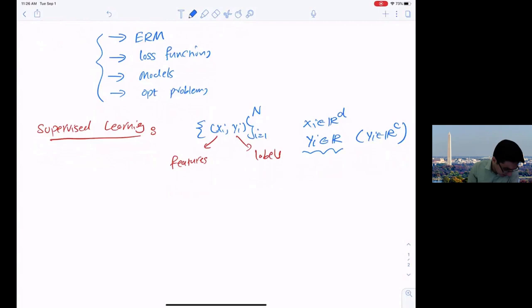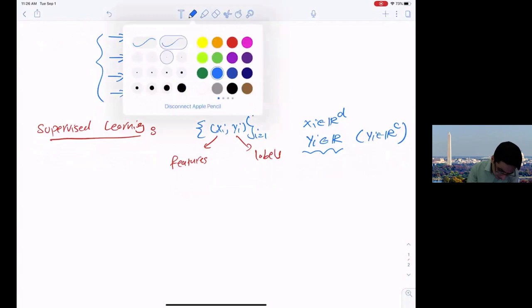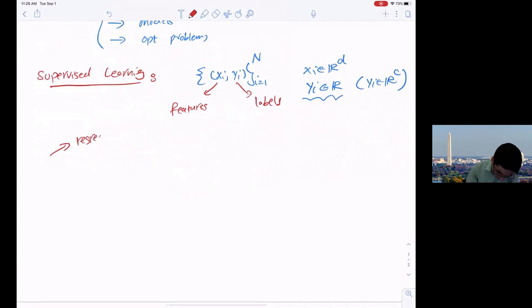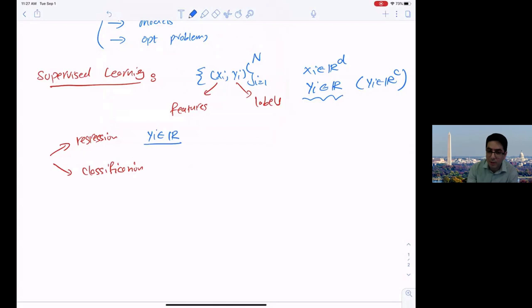We have basically two types of problems within this: the regression problem and the classification problem. In the regression problem, we assume the labels are in the reals. For instance, predicting housing prices would be a regression problem. In the classification problem, we assume the labels are in a finite set. For instance, in a binary classification problem, let's assume the labels are either -1 or 1, or in a multi-label classification problem, we assume the labels are, let's say, the integer numbers from 1 to 3.